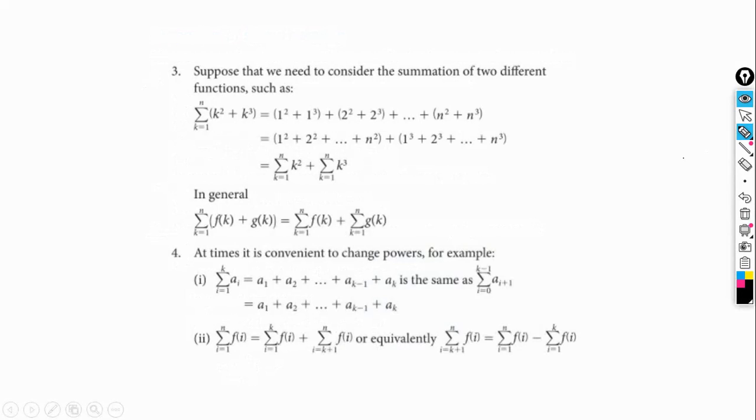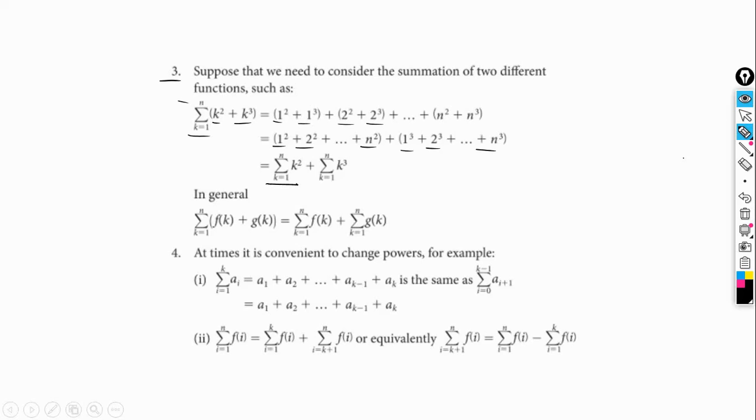So let's take a look at property number 3. And it says, suppose that we need to consider the summation of two different functions, such as the sum from k equals 1 to n of k squared plus k cubed. So this would be the same as 1 squared plus 1 cubed plus 2 squared plus 2 cubed, all the way to n squared plus n cubed. But we could rearrange this as 1 squared plus 2 squared all the way to n squared plus 1 cubed plus 2 cubed all the way to n cubed. So in other words, we can split these functions into two different sigma notations.